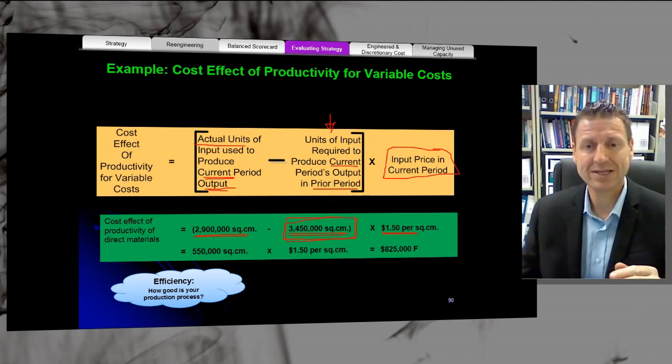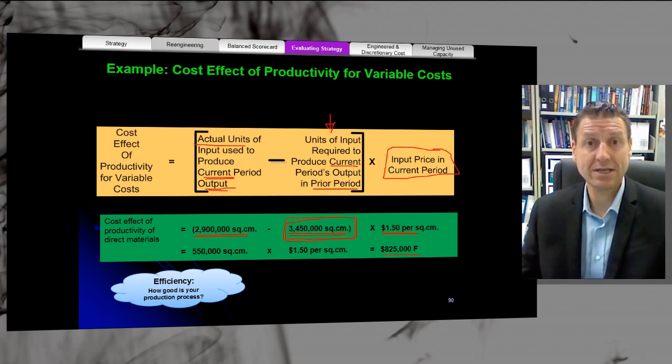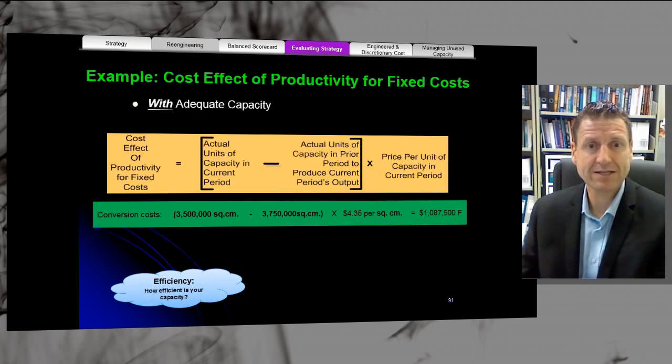All right, notice this is a minus 825,000. The previous costs on the price recovery and growth components were positive, they were pluses, and that wasn't a good sign. But when it comes to productivity, we can see that this is a good sign. How good is your production process? Well, it looks like it's very good. So what other parts of productivity?